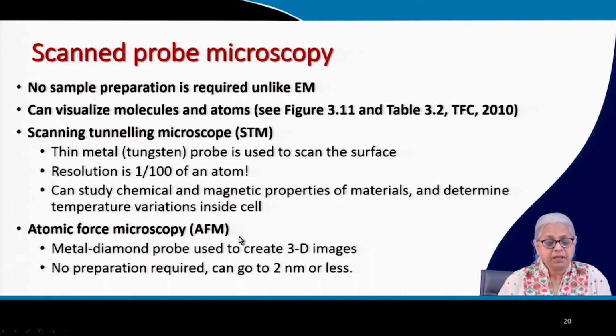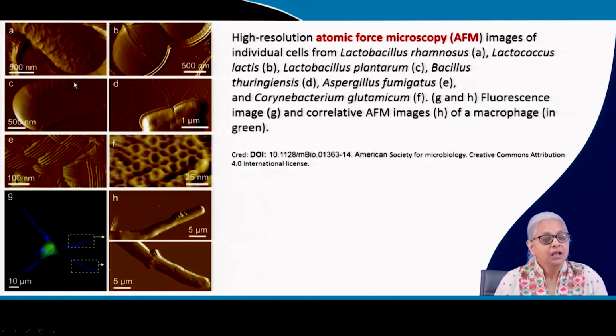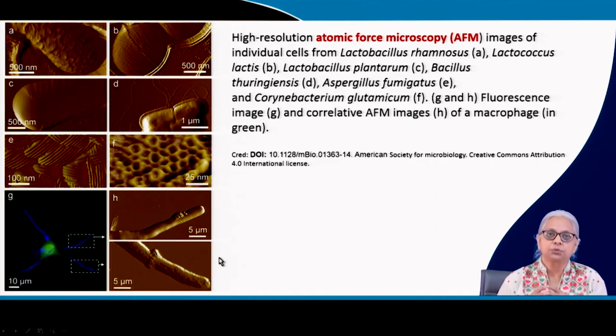With atomic force microscopes, we have a metal diamond probe that is used to generate 3D images. Again, no preparation is required, and we can go down to a level of 2 nanometers or even less than that. These are some outputs from atomic force microscopy. So we have different cells: Lactobacillus rhamnosus, Lactococcus lactis, Lactobacillus plantarum. All these are different types of species which have been visualized using atomic force microscopes.